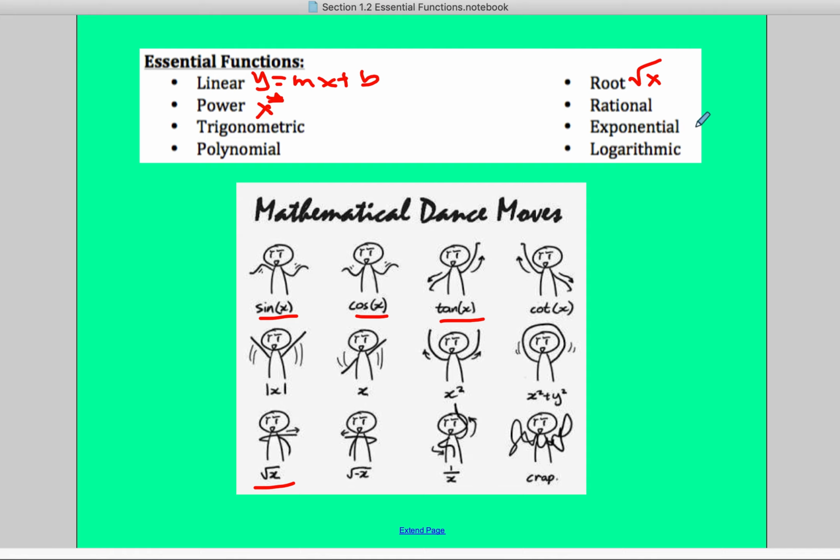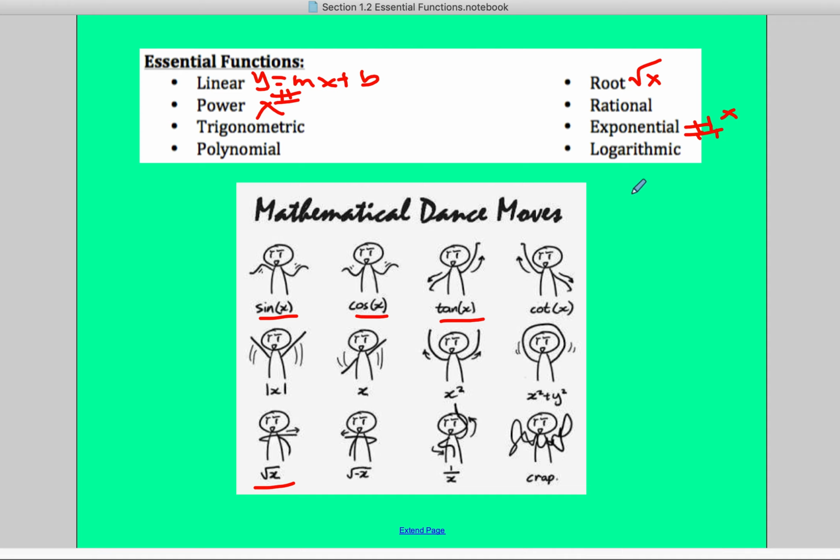Exponential, that is when you have some number to an x. Okay, so opposite of a power function. It didn't come out very clear, did it? That says x to some power. X to some number. So this is a number to an x.